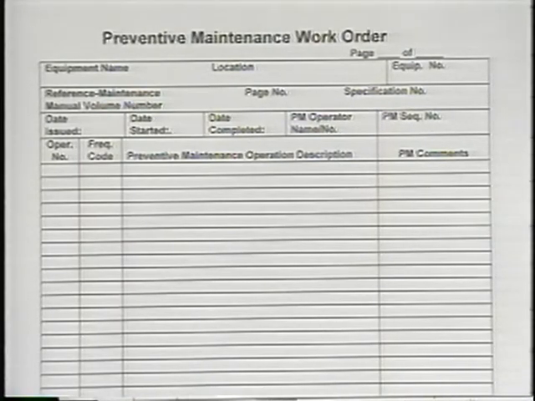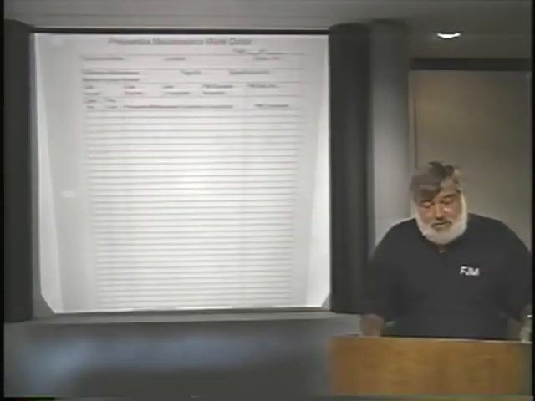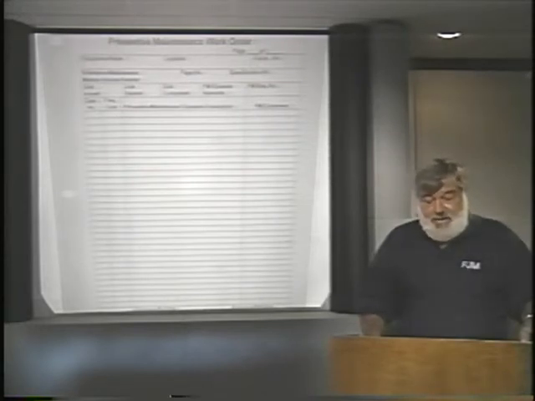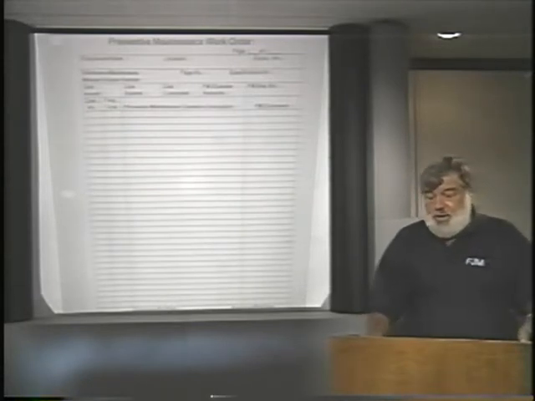The second line going across the top is referencing where this PM activity was generated from, and in this case it was generated from the OEM manual. We have the ability to put the manual number, the page number within that manual, and specification number for this company is the paragraph within the page. And then moving to the third line, we have scheduling criteria like the date issued, the date started, the date completed, who worked on the work order.